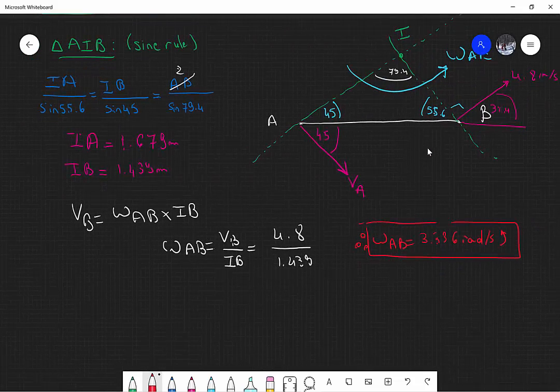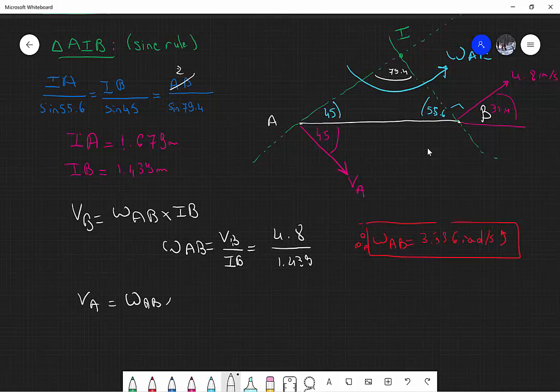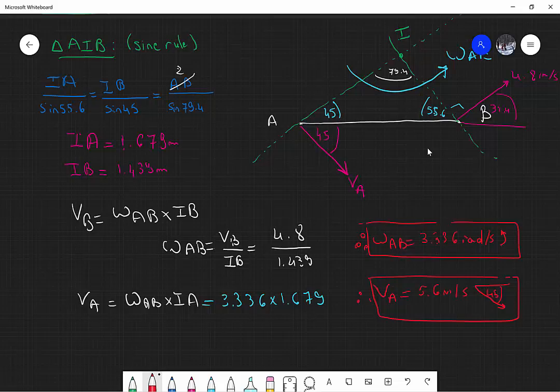Now we can get the VA. The VA will be equal to omega AB times IA. Omega AB was 3.336 times IA, which is 1.679. Therefore the VA equals 5.6 meter per second over a 45-degree angle, and here is the VA.